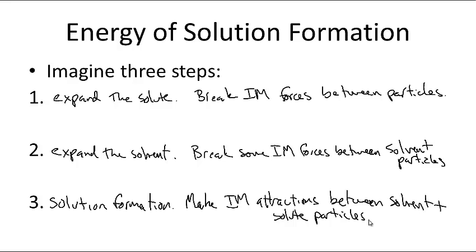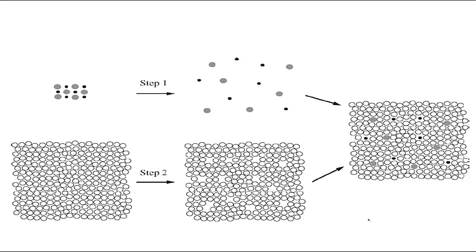All right. 3 steps. Here are the 3 steps. Step 1, I'm taking my solute particles, again NaCl in this case, and I'm splitting them apart. If I have things that are attracted to one another, and I move them apart, what does that mean about the energy? PE increases. So what kind of change is that? Endothermic.